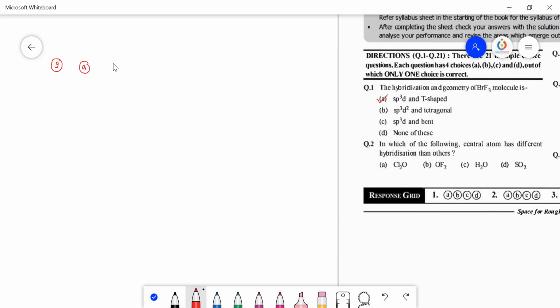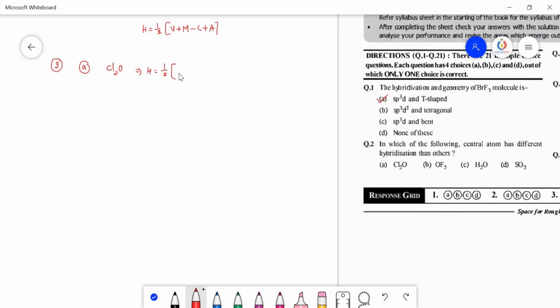So the first option is Cl2O. Here the hybridization formula is the same. I will write here: hybridization equals half into V plus M minus C plus A. Here you need not calculate the lone pair of electrons. Why? Because they are not asking about the geometry, they are just asking about the hybridization. So here the central atom is oxygen.